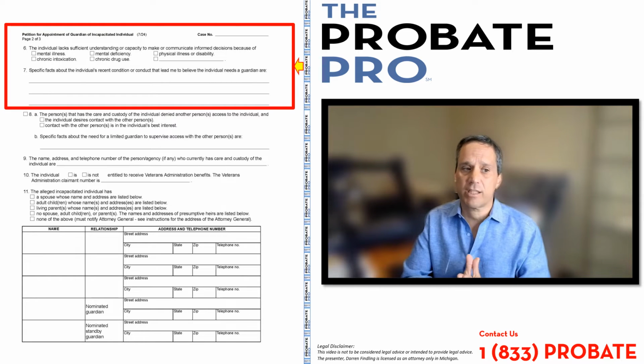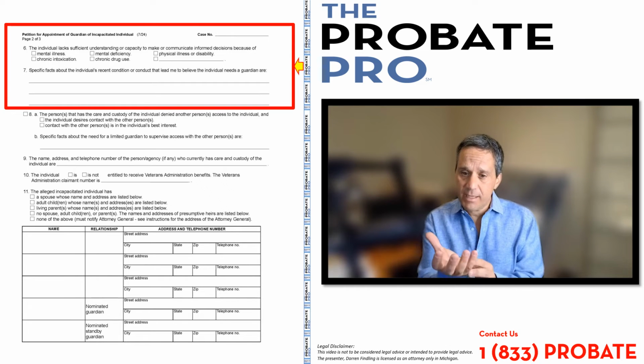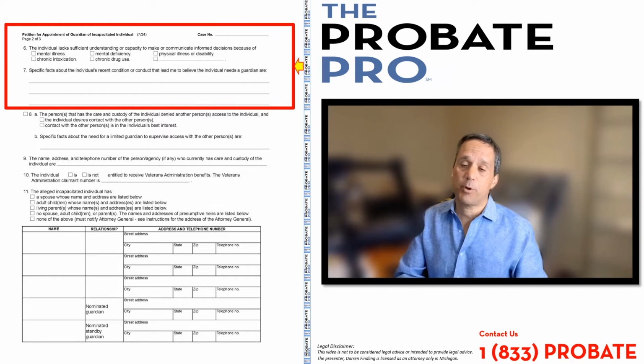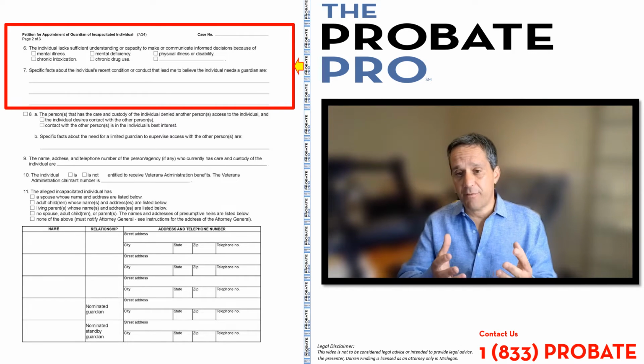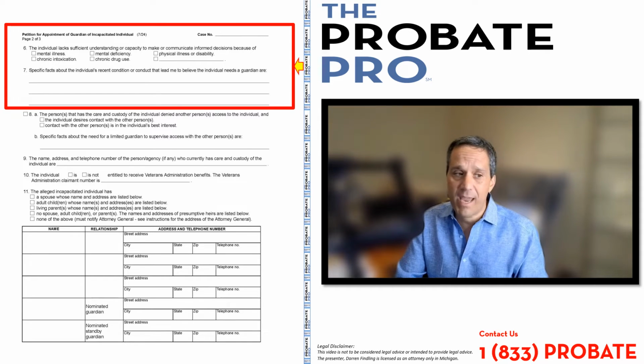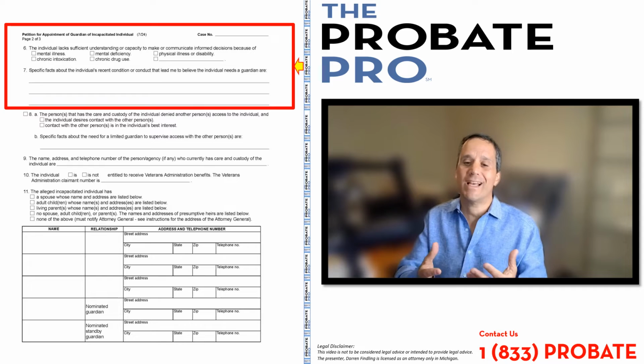So the person who has the care and custody of the individual denied another person access. So this is a provision that identifies if somebody is in control of that individual, there's been a denial of access to the person that is seeking the right to visit, meet with, provide health and care, and that contact with that person is in their best interest. So the idea being that if you're denied a right to visit, you have a right to seek under paragraph 8. And specific facts about limited guardianship to supervise access with the other person, that would be the provision under paragraph 8b. Paragraph 9 is who has current care and custody.